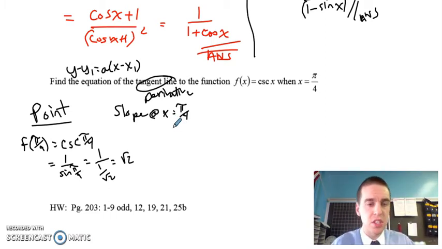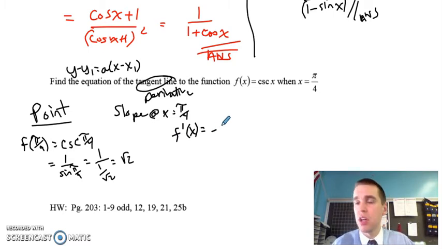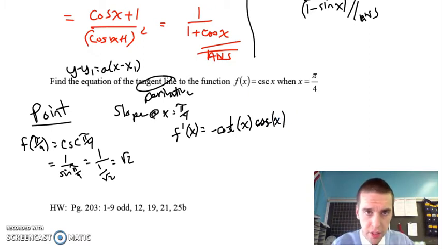So the last thing that we need to do is find the slope. Well, to find the slope, we know that we need to take the derivative. So we need to find f prime of x, which we know is negative cosecant x, cotangent x. And so to find the slope at pi over 4, we're just going to plug in pi over 4.